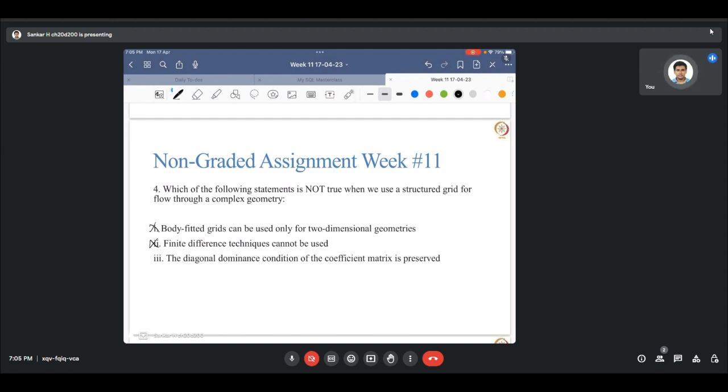Third one, the diagonal dominance of the coefficient matrix is preserved. That again will not be true, because depending on how the discretization is happening, the diagonal dominance of the coefficient matrix may or may not be preserved. Mainly because the delta x, delta y, etc. will not be the same. So therefore, the coefficient matrix will not effectively be the same, and the delta x, delta y, etc. may change depending on how the body fitted grid is done.